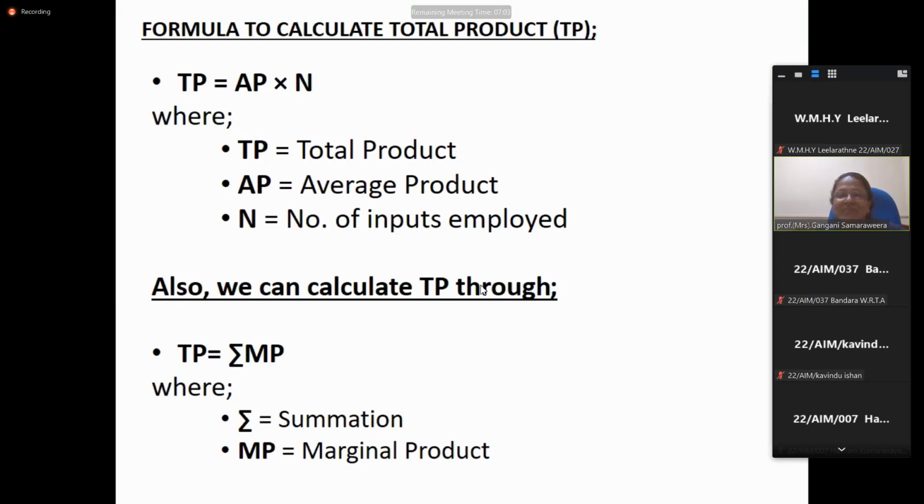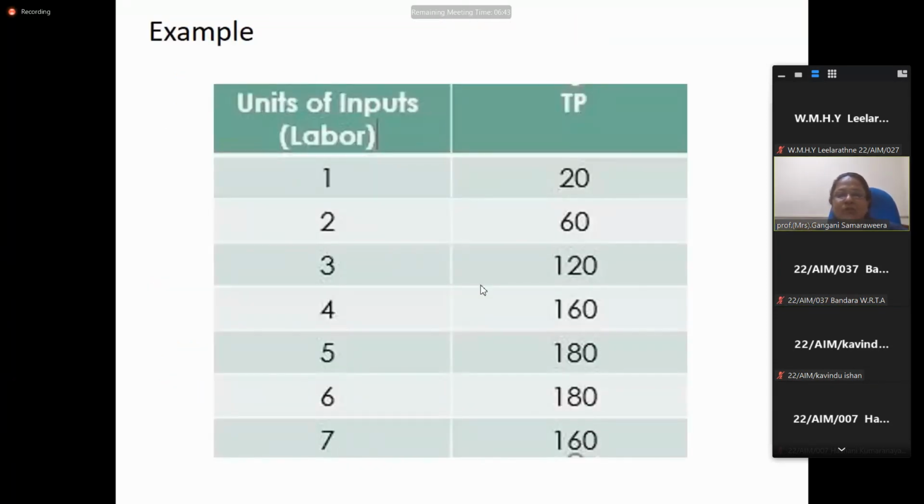Bandara? I think only Bandara is answering. Hello? Got the point? Yes, madam. Okay, thank you, and we'll continue. If you lose the connection, please join again. Today, the Zoom link is somewhat problematic.